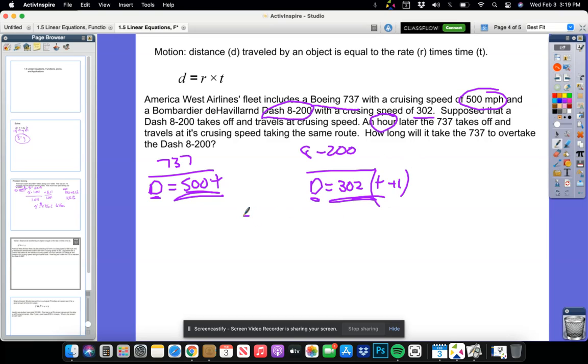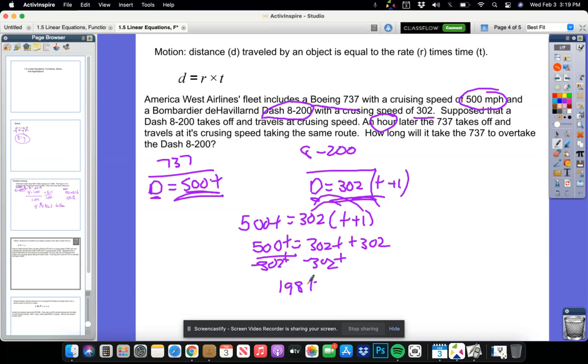So now as we set this problem up, we'll say 500t equals 302 times (t plus 1). We'll distribute this value. We get 500t equals 302t plus 302. The bell's about to ring here in a bit, y'all, so watch out for that. Again, we've got to get t by itself, so we'll subtract 302t from both sides. We get 198t equals 302. Divide by that. You get t equal to roughly 1.52 hours, or 1.5 hours.